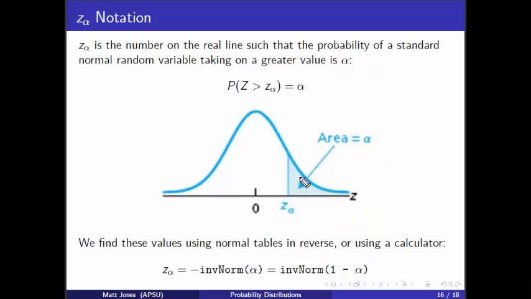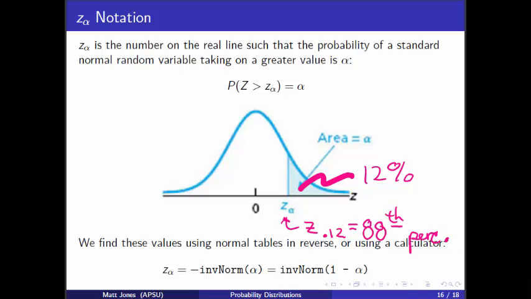As a quick example here, what if this area here was like 12%? Well, then this mark, we would say, is z sub 0.12, which is the same thing as the 88th percentile. I'm going to shorten that because I'm running out of room. The 88th percentile. Makes sense? It's because if I've got 12% over here to the right of the mark, I've got 88% over here.